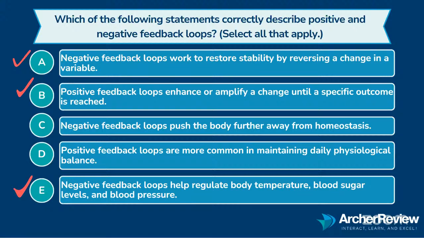B, positive feedback loops enhance or amplify a change until a specific outcome is reached. And I said yesterday, tie this word amplify to positive feedback loops in your brain. Positive feedback amplifies to a point. It amplifies till the baby is born. It amplifies until you stop a wound from bleeding excessively. It sends platelets so that the wound quits bleeding excessively.